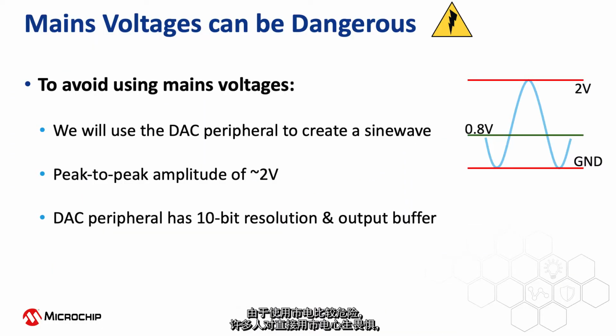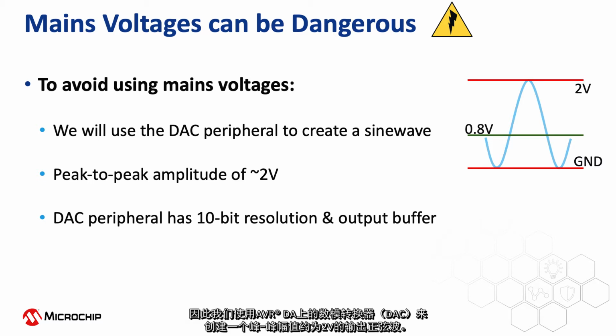Since playing with mains voltages can be dangerous and therefore many people may not be comfortable with that, we will use the digital to analog converter, or DAC, on the AVR DA to create an output sine wave with a peak-to-peak amplitude of about 2 volts. The DAC on the AVR DA has a 10-bit resolution and an output buffer, so it should be more than sufficient to create a nice sine wave.